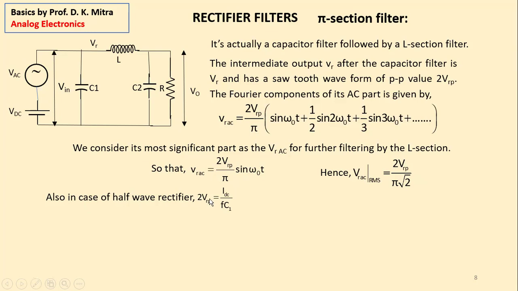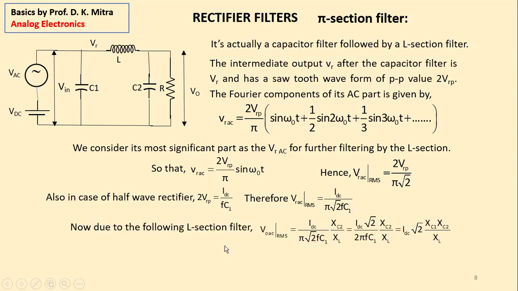the peak-to-peak value of the sawtooth wave, is IDC by FC1, where C1 is the capacitor and F is the frequency of the supply. Therefore, for this VRAC-RMS, this 2 VRP is replaced by IDC by FC1. So it becomes IDC divided by pi root 2 FC1. So this is the VAC-RMS, right?